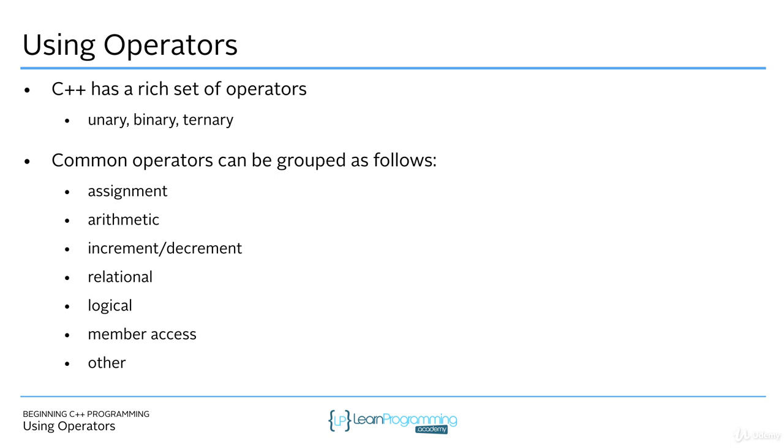There are also several member access operators. We've already seen one of them. Remember the array subscript operator. It allows access to a specific member. There are others that work with objects and pointers, which we'll cover later in this course. Finally, there's the other category. This includes those operators that really don't fit very well into the previous categories.